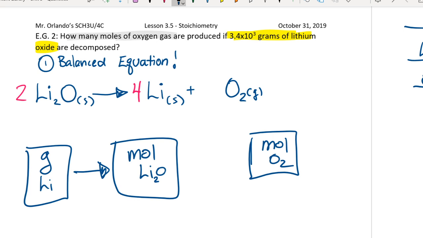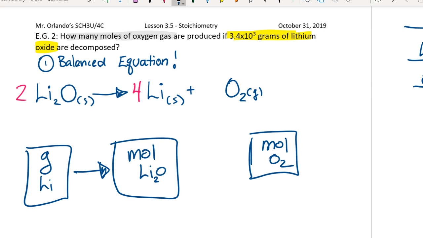Look closely. 2 of these will give me 1 of those. Can we see that? No number in front means 1. If I had 4 of these, how many of that would I get? If I had 20 of these, how much of this would I get? If I had 200 of these, how many of these would I get? If I had 2,000 of these? If I had 2 billion of these?